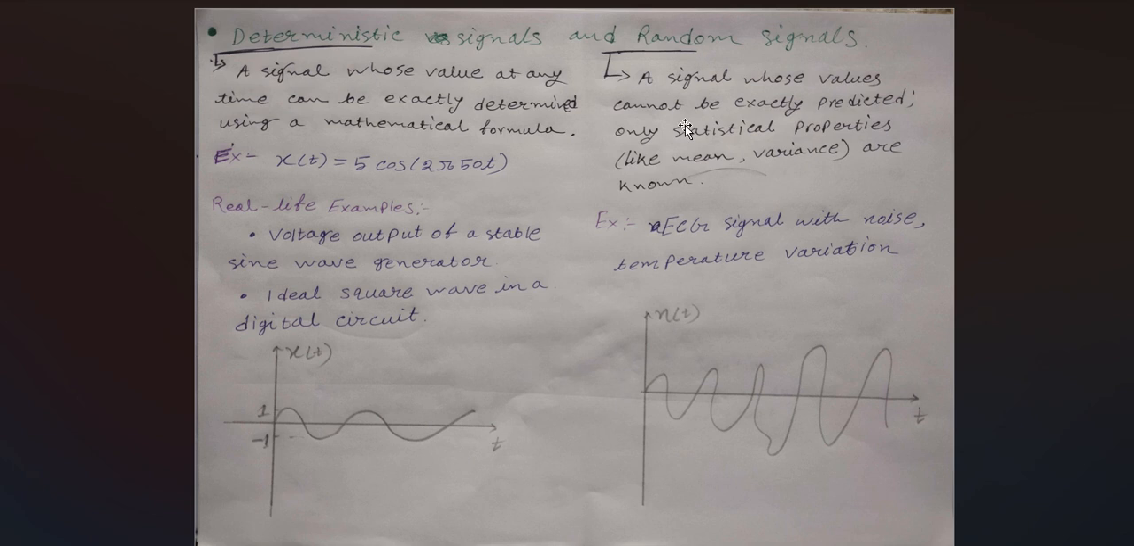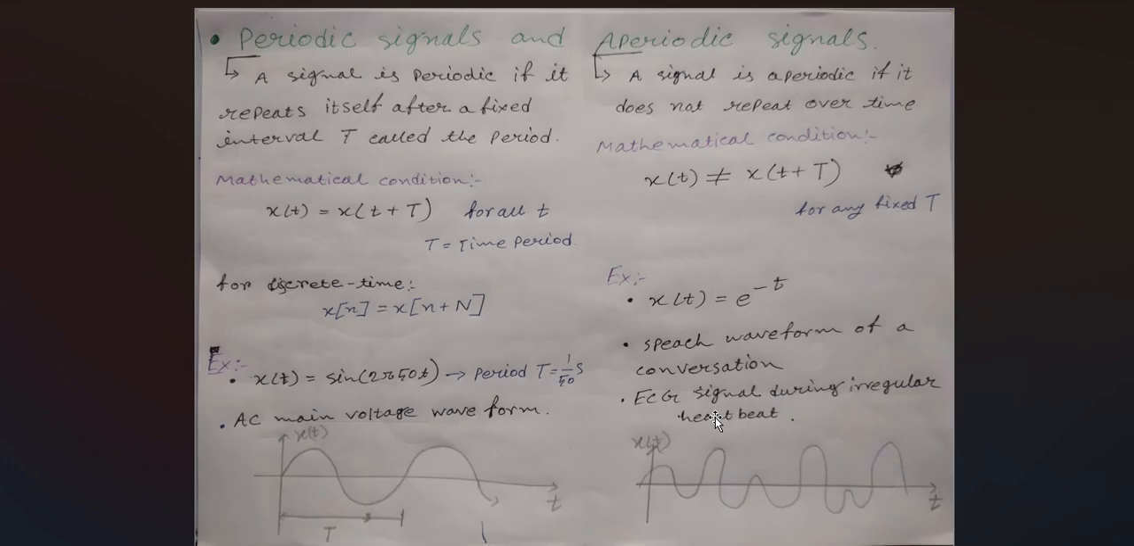Random signal: a signal whose values cannot be exactly predicted, only statistical properties like mean and variance are known. Example, ECG signals with noise, temperature variation. As the graph shows, we can't represent it with a mathematical formula. It's hard. Periodic signal.